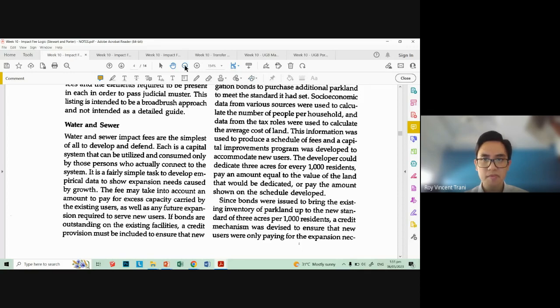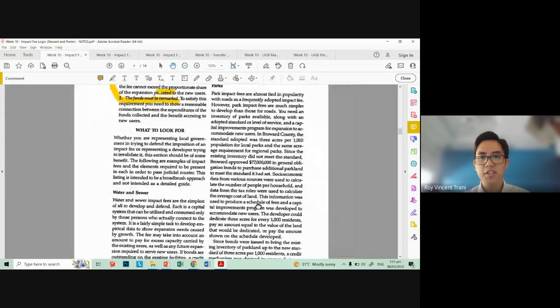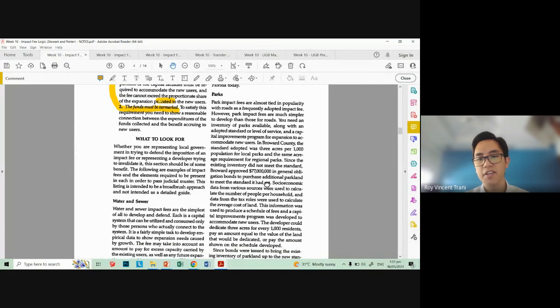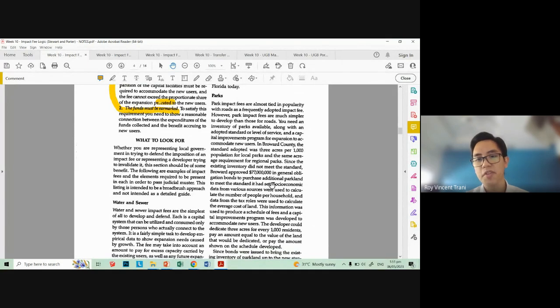Basically, the county of Broward already had a standard for how much park should be given to a group of people, and then they just calculated the population growth, and then calculated how much park they would need to accommodate the new population.